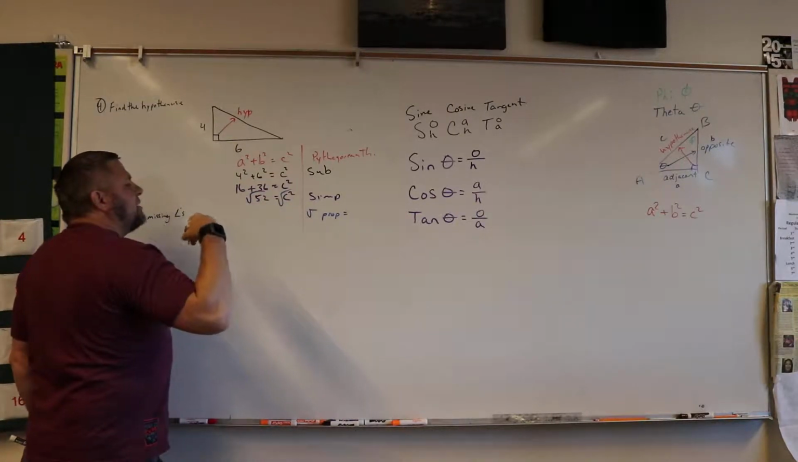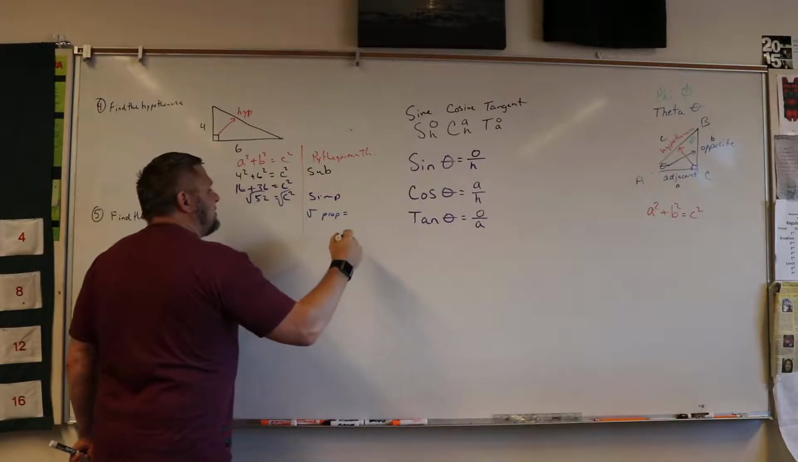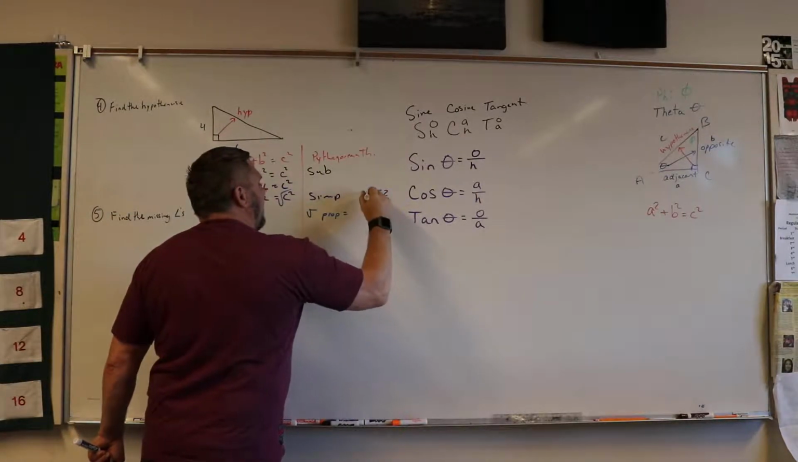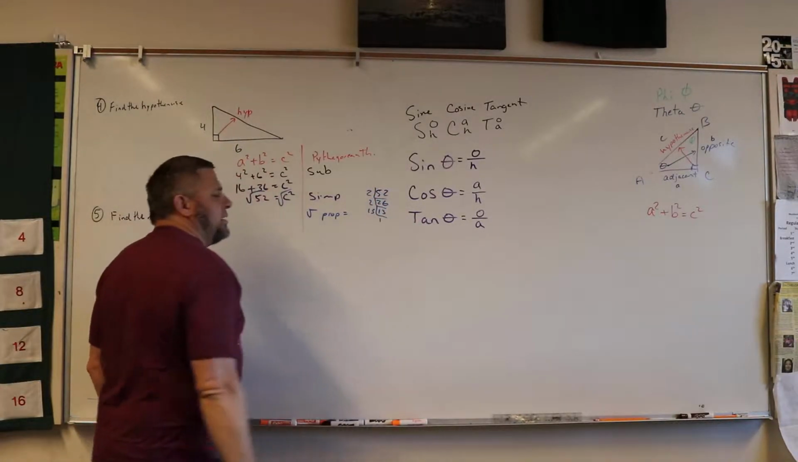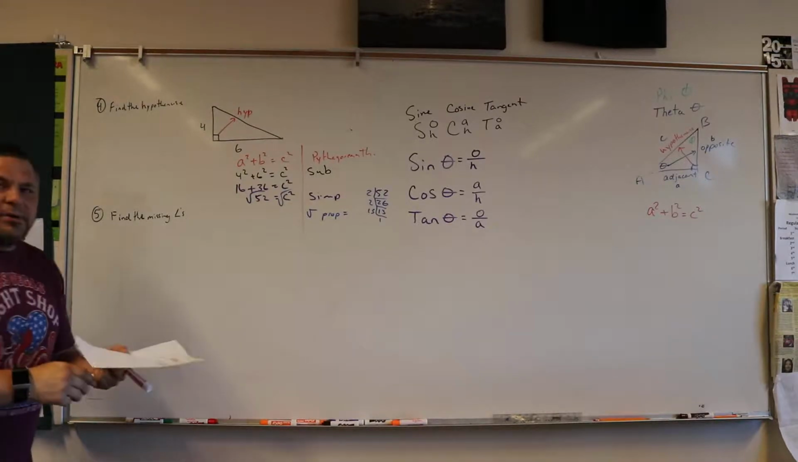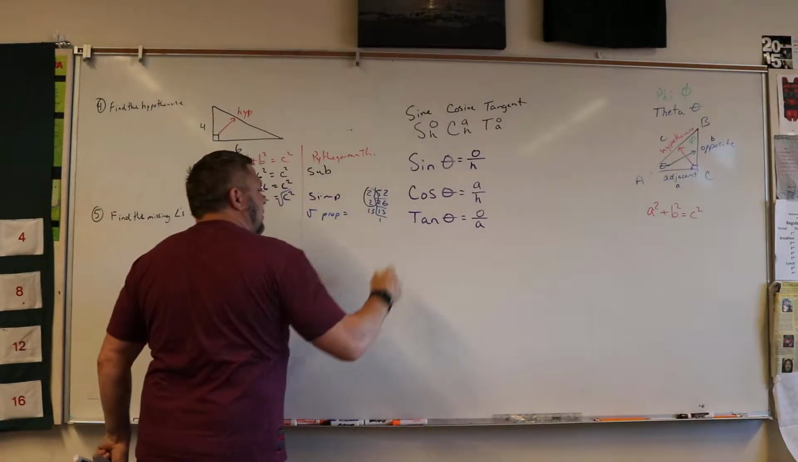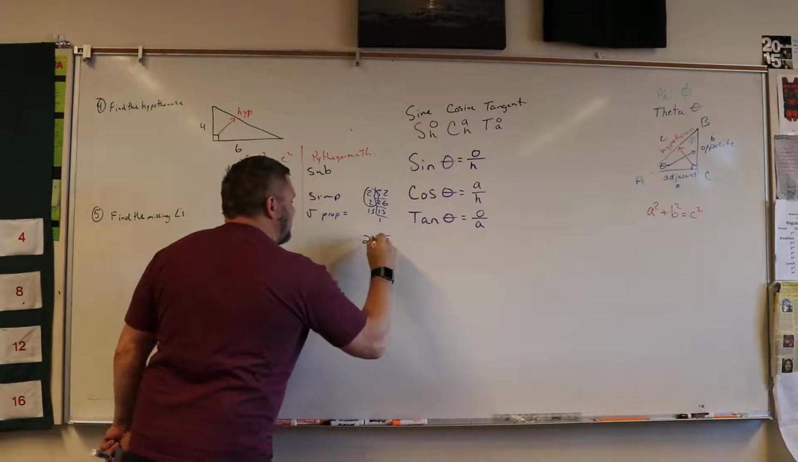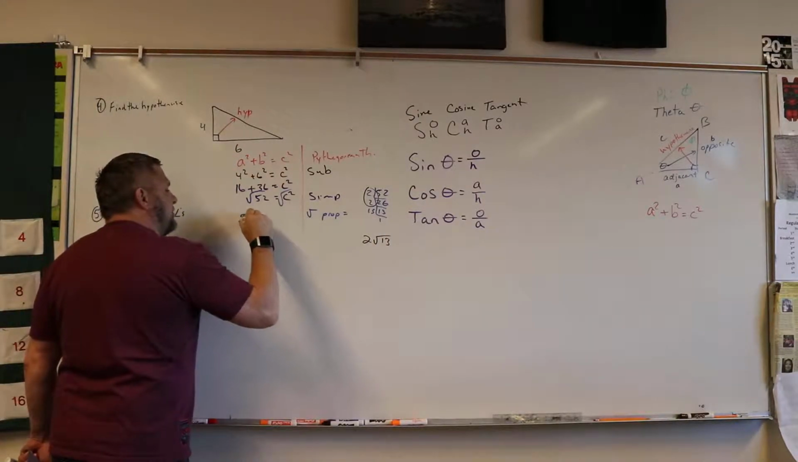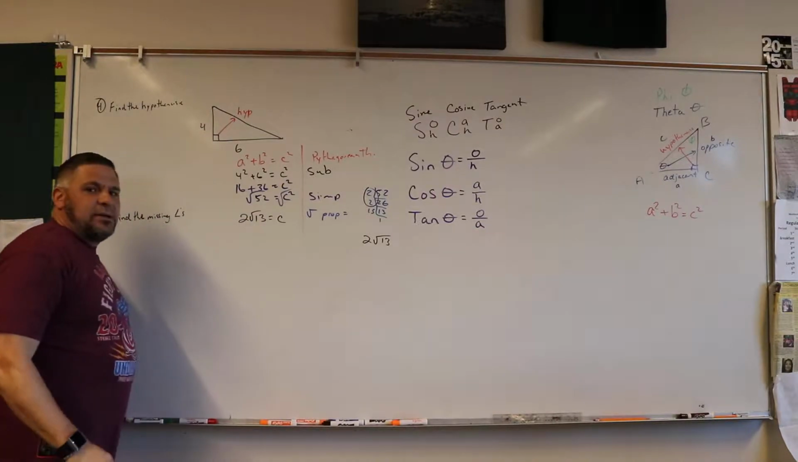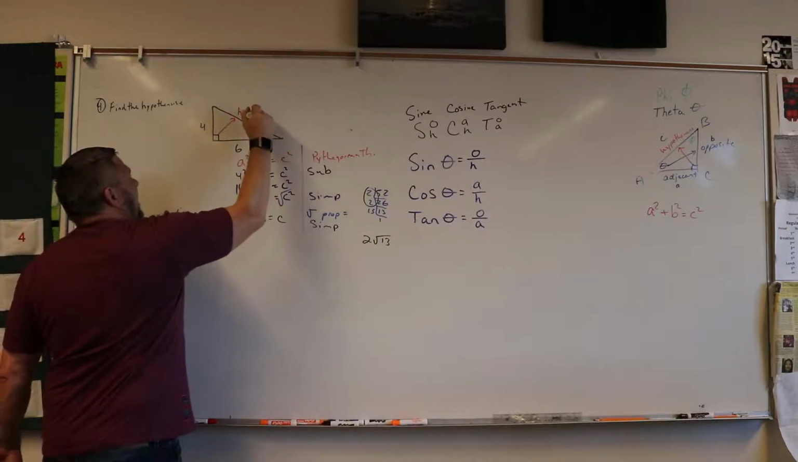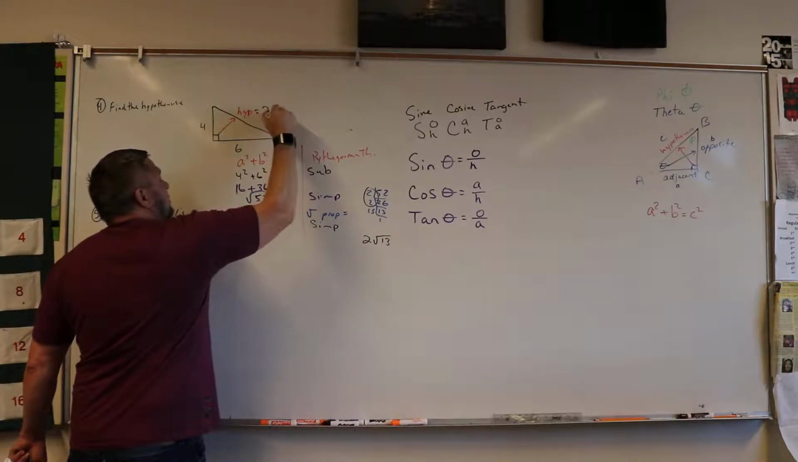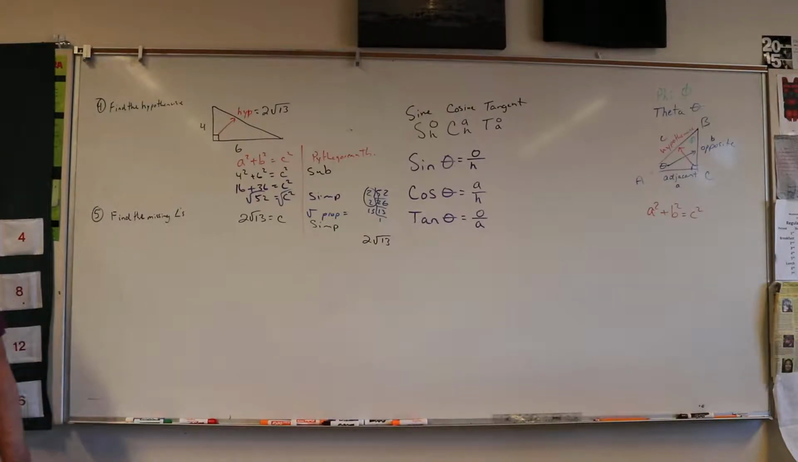Alright, so now we're going to simplify. Let's simplify 52. 2 times 26, 2 times 13, 13 is prime. So we have 2 square roots of 13. So when we simplify this out, 2 square roots of 13 is c, and that's just simplified. So the hypotenuse is equal to 2 square roots of 13. That's it. So that's number 4.